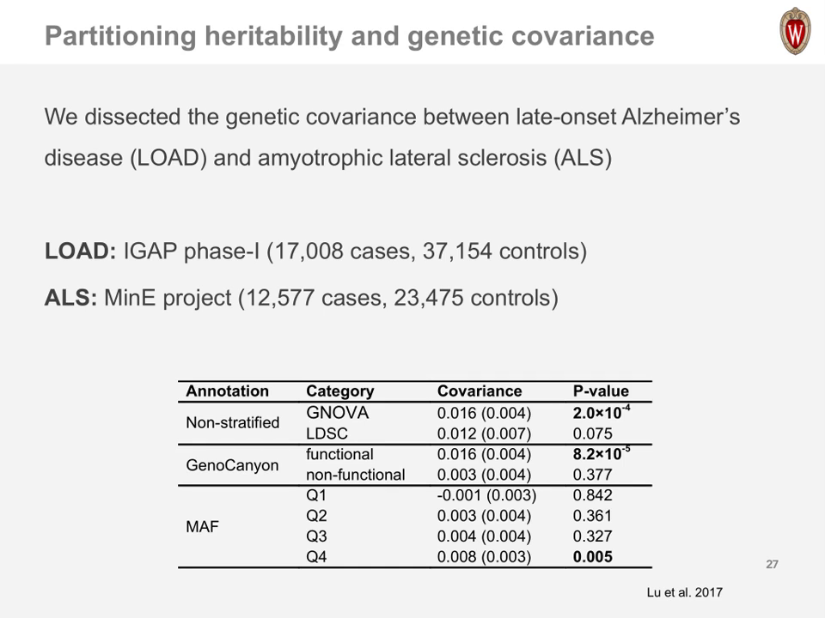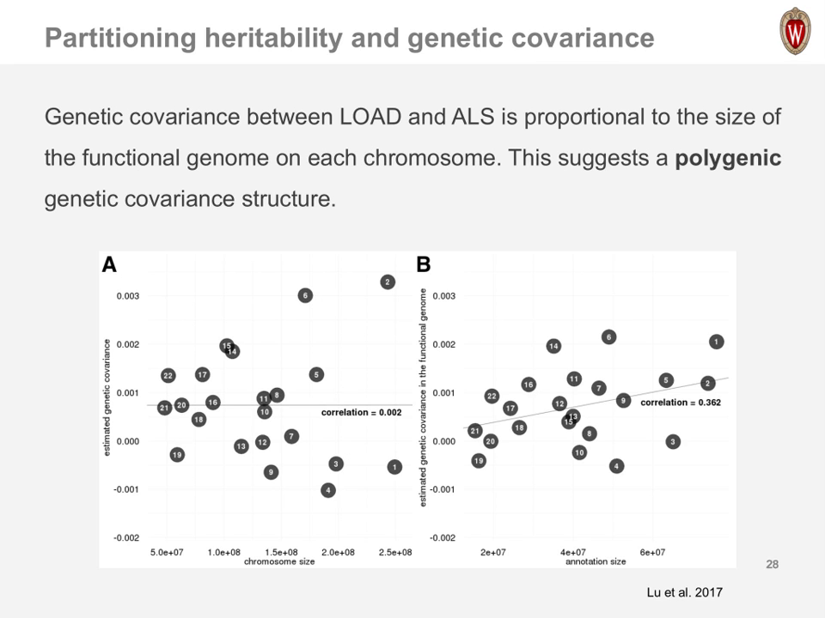And you can also partition the data set by minor allele frequency. You can show that the covariance is mostly explained by common SNPs. That's interesting because rare SNPs are enriched for heritability for both diseases, but it turns out the shared genetics is from common SNPs. So those are the types of questions you can answer.